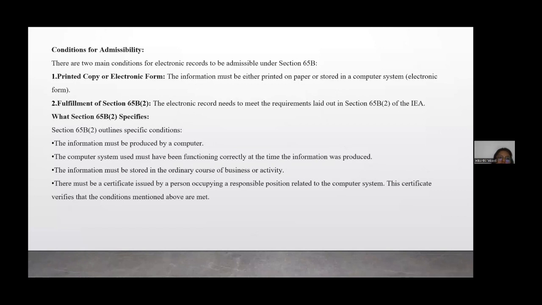be admissible. First is the printed copy of the electronic form. The information must be on paper or anything. Second thing is fulfillment. You should fulfill the criteria mentioned in 65B. That is, information must be produced by the computer having the paid forensic software. The computer system must have been functioning correctly at that point of time. It is not tampered. Any desk is not open. If the screen is not being shared with anyone, there must be a certificate issued by the person occupying the position related to the computer. These are all the things that need to be maintained.